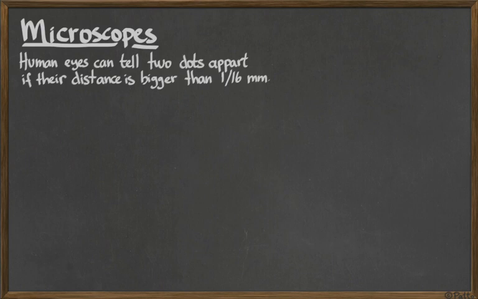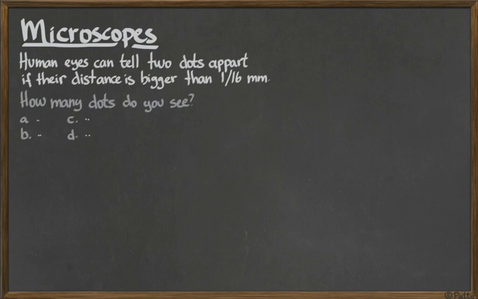Human eyes can tell things apart when they are up to 1/16th of a millimeter away. So if I ask you, for example, how many dots do you see here? Unless you're very young or very, very close to the screen, you're probably going to say you see one dot. But depending on how young you are and how good your vision is, you may start to see that actually there are two dots in this image. But when they are very, very close, we don't tell the difference.